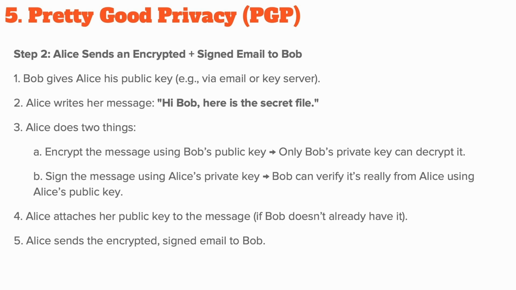Then Alice attached her public key to the message. If Bob doesn't have it, she has to send another email to Bob with the public key attached. Finally, Alice sent the encrypted, signed email to Bob.